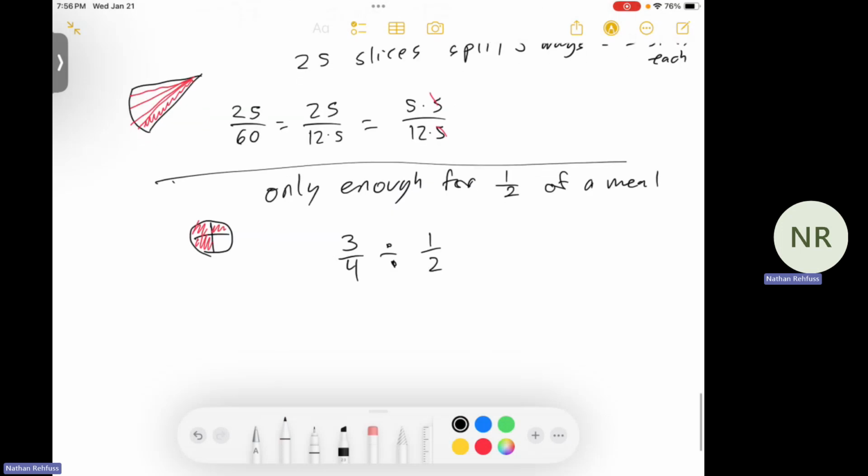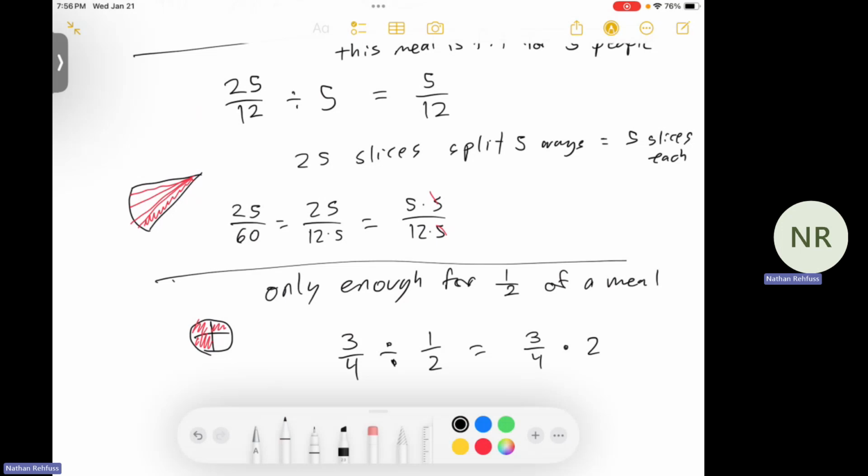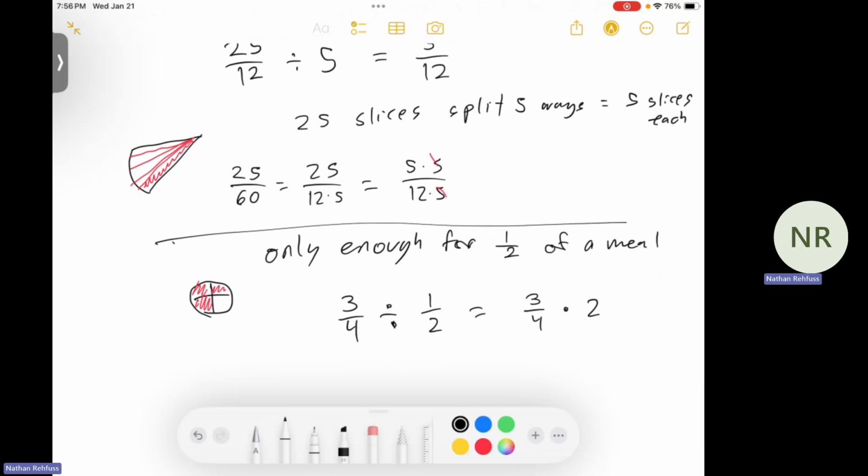If I need another meal of the same size, this was only half of my meal, I need twice as much food. So it turns out that dividing by 1/2 is the same as multiplying by 2. Dividing by 5 is the same as multiplying the denominator by 5. Dividing by 1/2 is the same as multiplying the numerator by 2. We would get 3/4 times 2 over 1, which is 3 times 2 over 4 times 1, 6 slices. Dividing by 1/2 is the same as multiplying by 2.